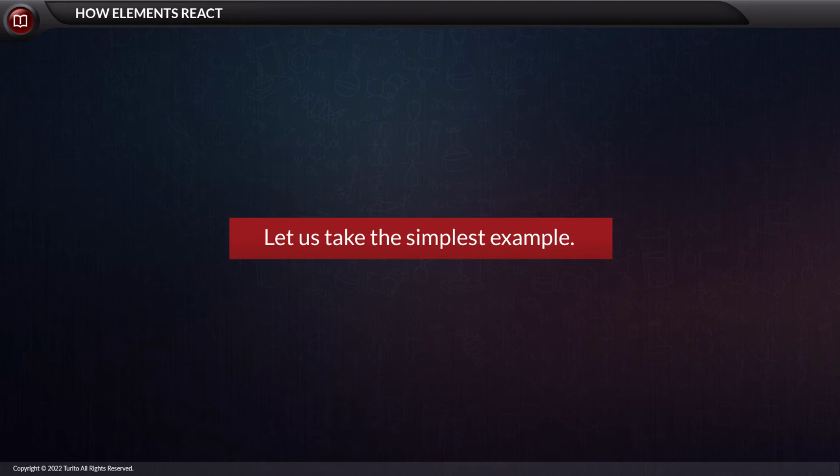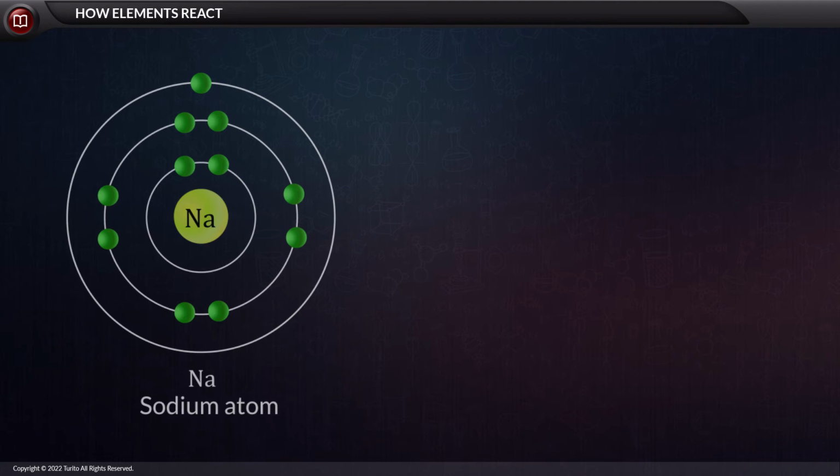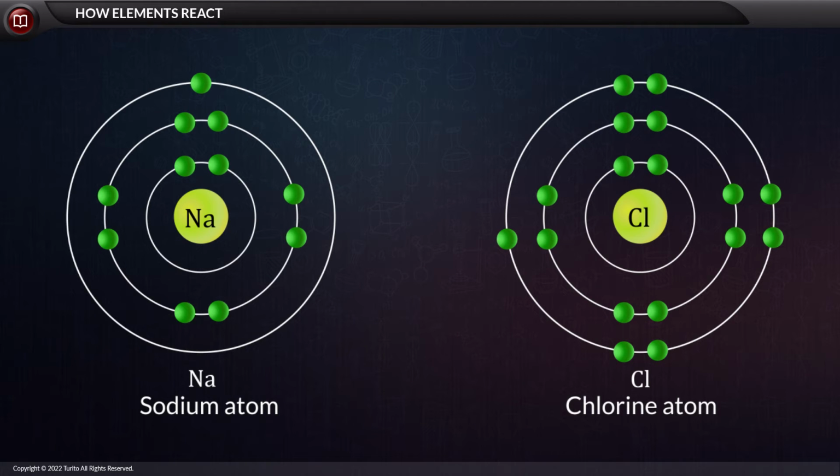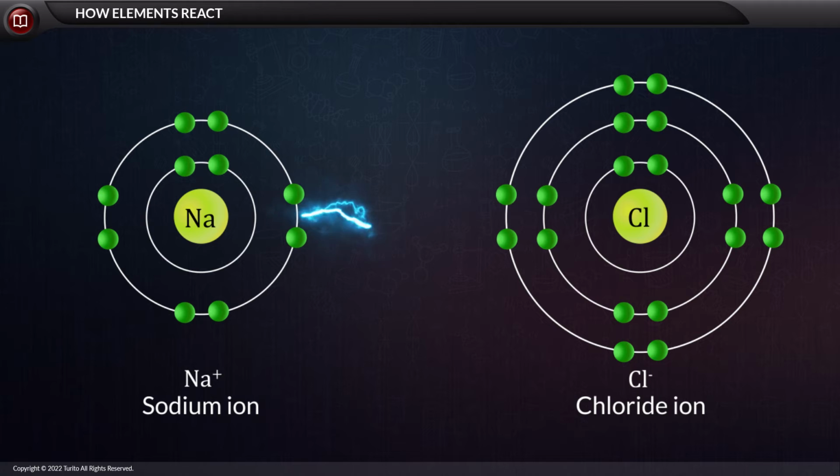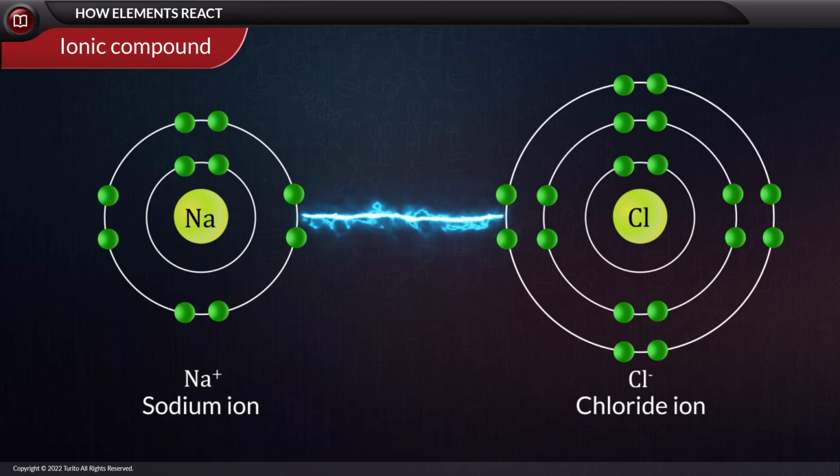Let us take the simplest example. In the formation of NaCl, Na, which has 11 electrons, loses that one electron to have a noble gas configuration, like that of neon, thereby forming Na+. That electron is accepted by Cl, and it forms Cl-. Now, there is an electrostatic force of attraction between Na+ and Cl-. This is how an ionic compound is formed. Thus, NaCl is an ionic compound.